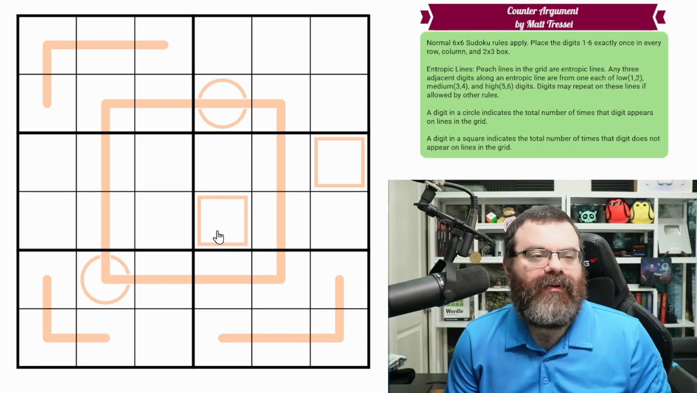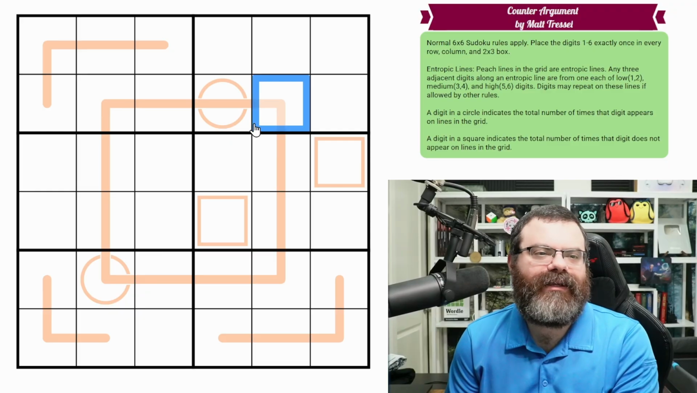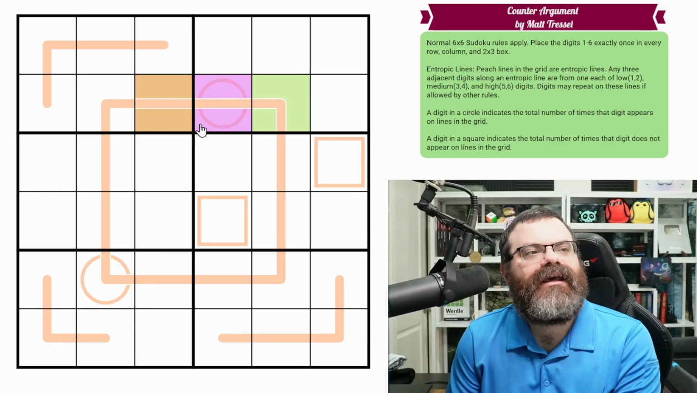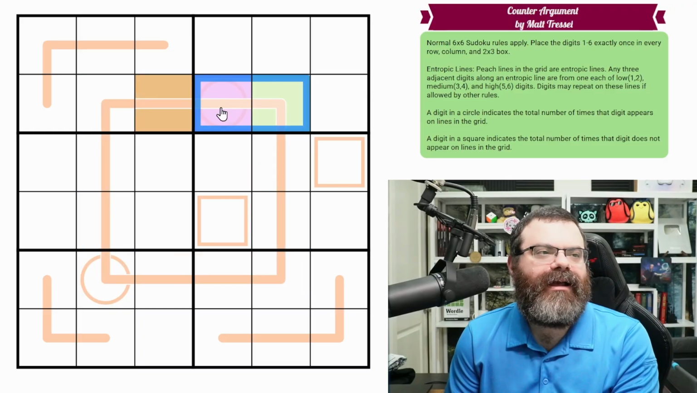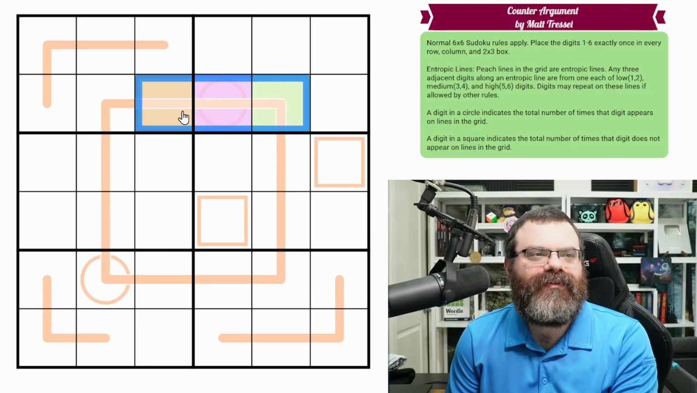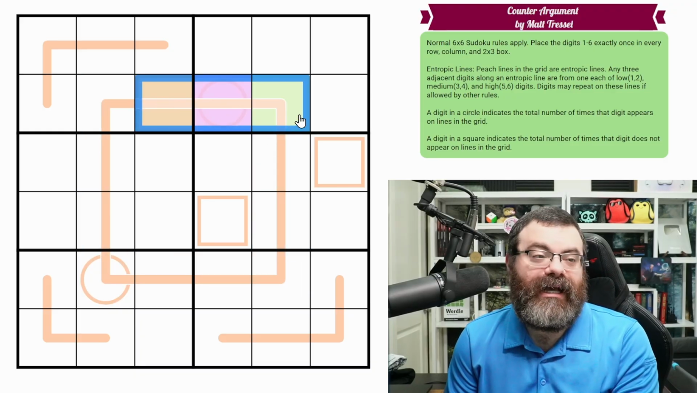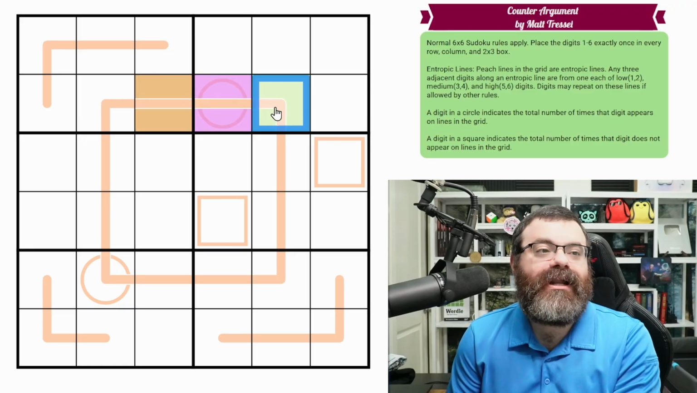All right, with entropic lines, I always like to start by coloring. Now, what am I coloring here? Well, let's do green, purple, orange. So in this group of 3, and I just kind of randomly picked it on the longest line, in this group of 3, we need one low, one medium, one high. So we know we're going to have one of each. Whatever this one ends up being.